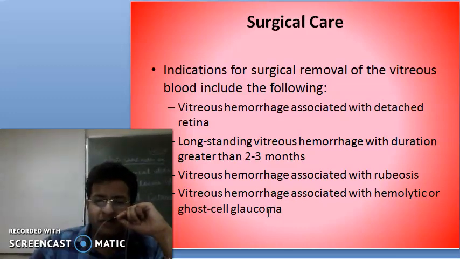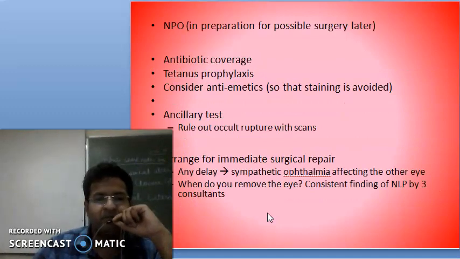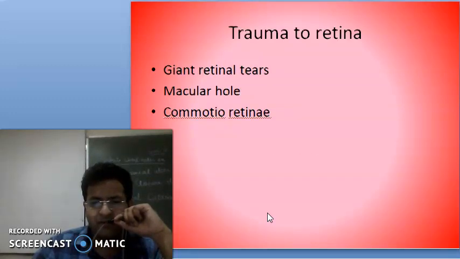It is removed when there is a vitreous hemorrhage associated with retinal detachment, if there is a long-standing vitreous hemorrhage with a duration greater than 2 to 3 months, if the vitreous hemorrhage is associated with rubeosis iridis, or if it is associated with any type of hemolytic or ghost cell glaucoma. How do we proceed with the removal of the vitreous hemorrhage by vitrectomy? Nil per oral, antibiotic coverage, tetanus prophylaxis, antiemetics, and rule out any ocular ruptures.